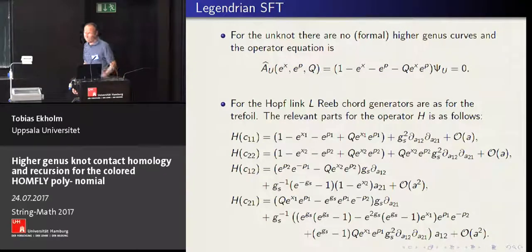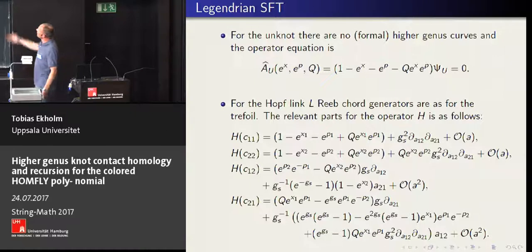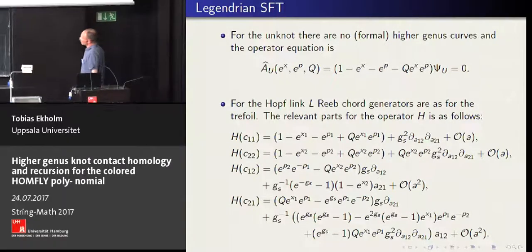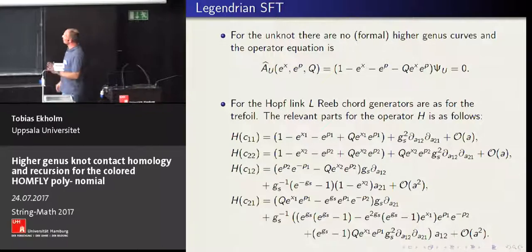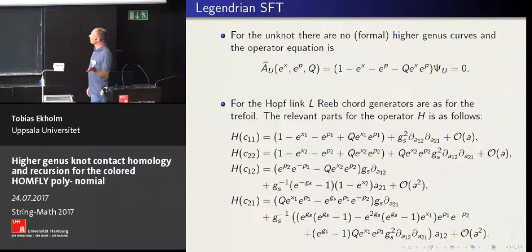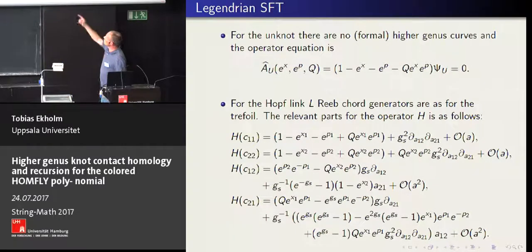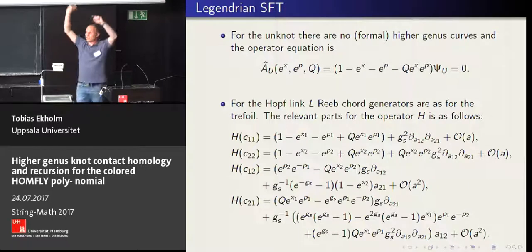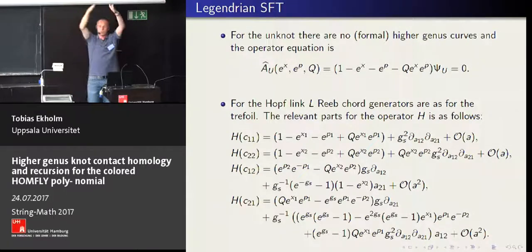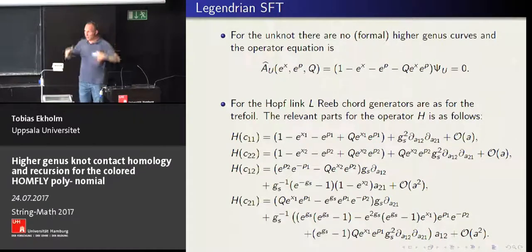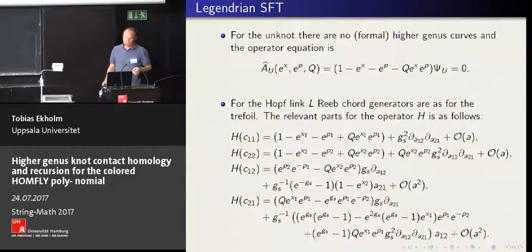For the Hopf link, there are again no higher genus curves except for formal higher genus curves. This is in fact a general feature. I'll tell you a little later. But there is input from disks with several positive punctures, which is important. Before, for the contact homology, we had just one positive and several negatives. Now we have a couple of positives and a couple of negatives making some sort of input.